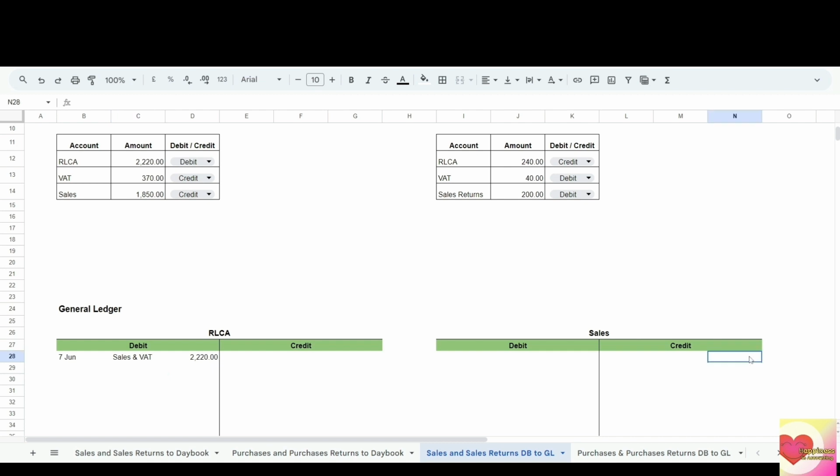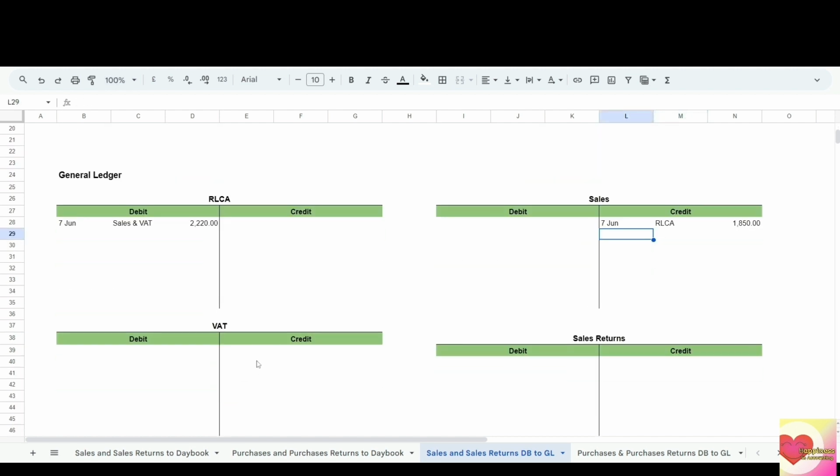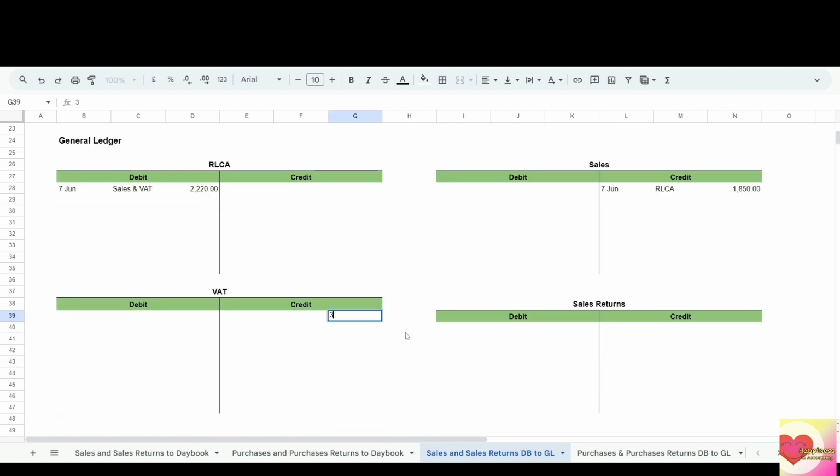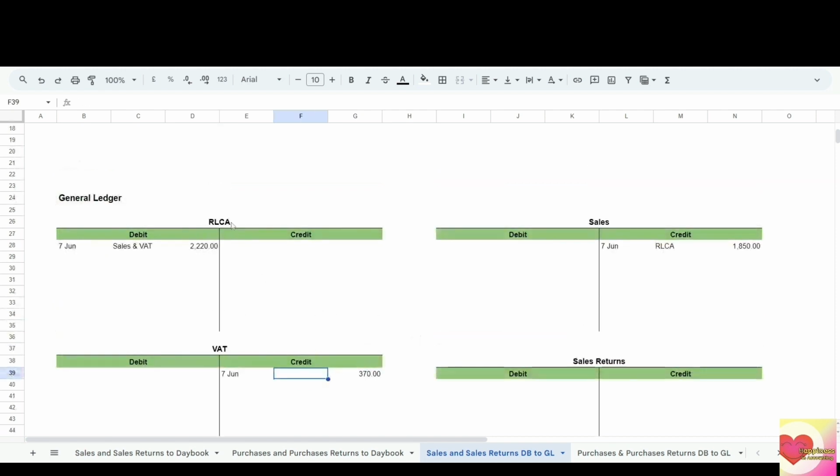For the sales, let's enter the amount. For the details, let's enter the title of the account of the opposite entry, which is RLCA. The date is the end of the period. Next, let's go to VAT. Let's enter the amount, which is 370. And the date is the end of the period. And for the details, it's the title of the opposite account, which is RLCA.